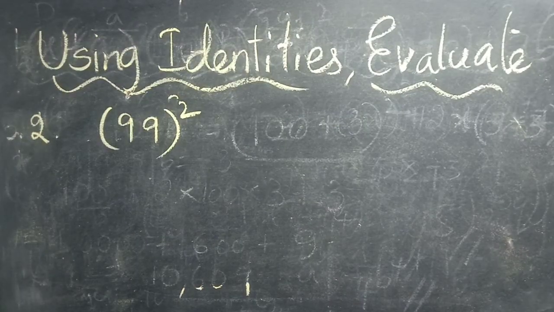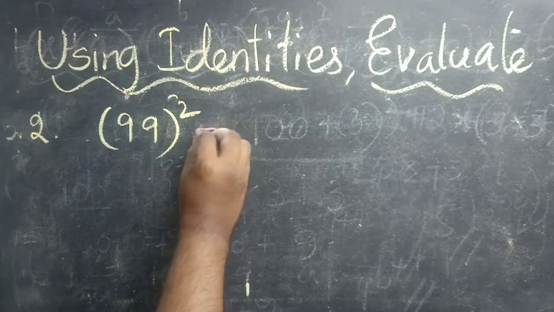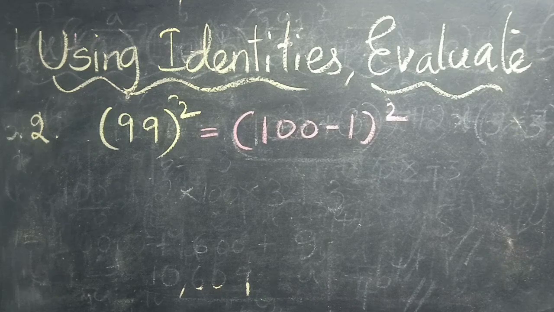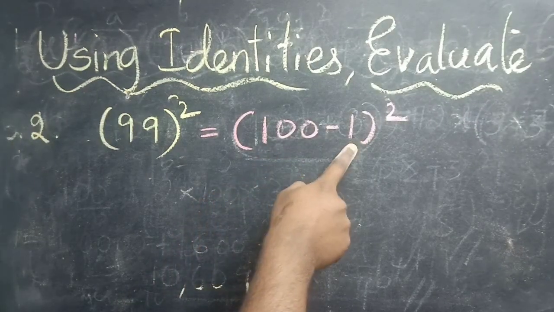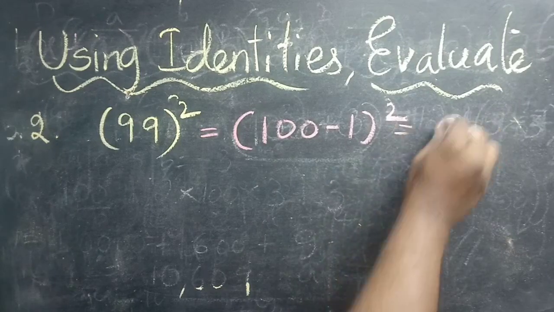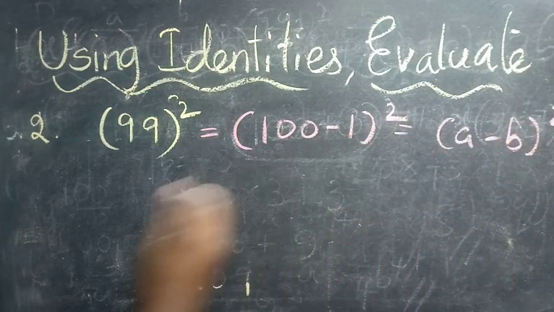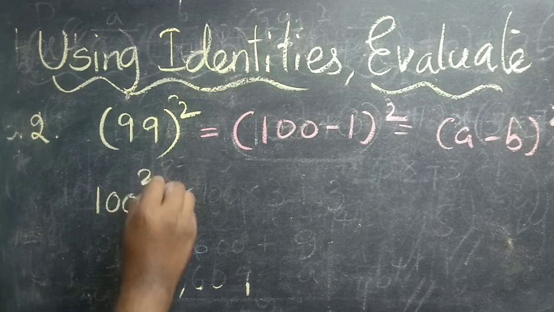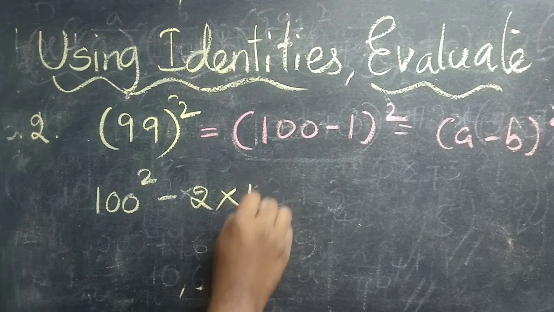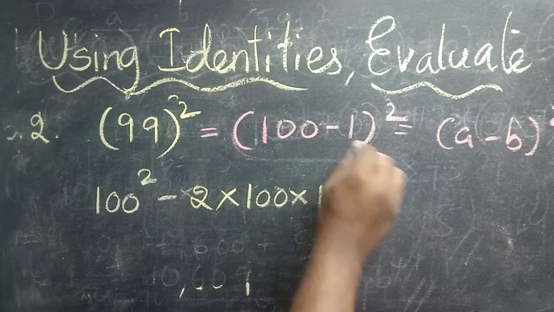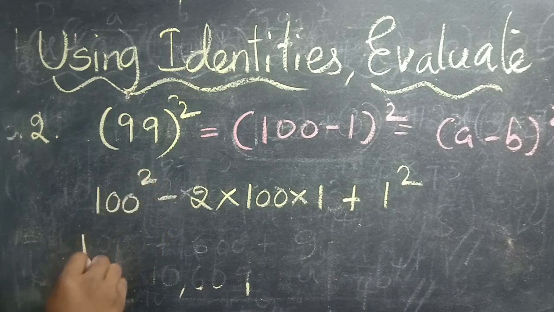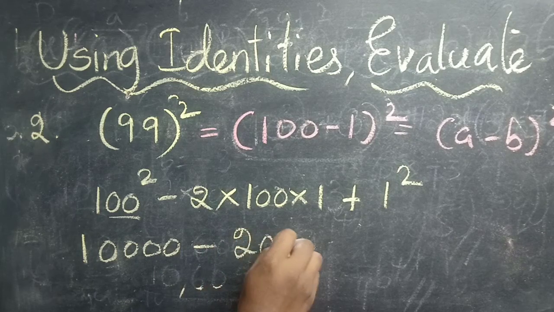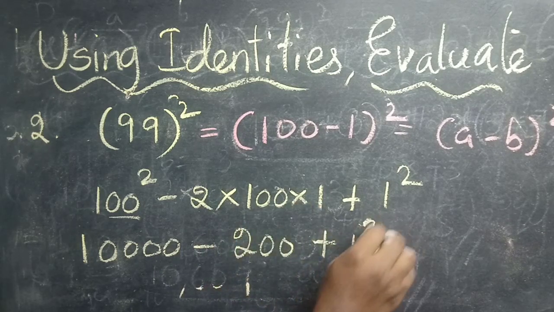Now the next question, that is 99 whole square. I can write it as (100 minus 1) whole square. In the place of a I have 100, in the place of b I have 1. That is, I can use the (a minus b) whole square identity. (a minus b) whole square can be written as a square minus 2 times ab, that is 100 into 1, plus b square, which is 1 square. Now 1 square is 1, double the number of zeros, that is 4 zeros, minus 2 into 100 is 200, into 1 is 200, plus 1 square.